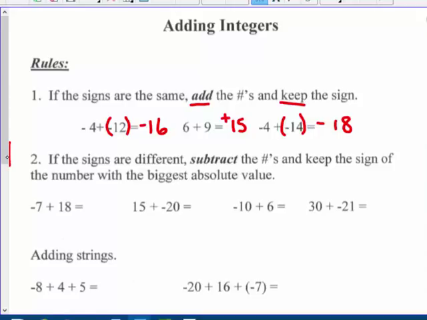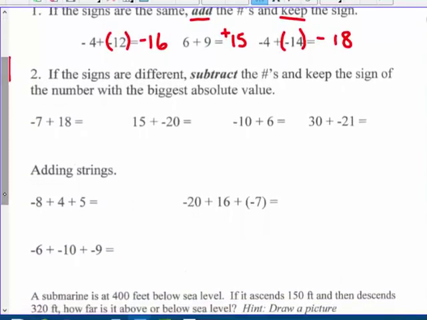If the signs are different, subtract the numbers and keep the sign of the number with the largest absolute value. So this is how I sing the second part of the adding rule. The adding rule has 2 parts. Same sign, add and keep. Second part, different sign, subtract. So 18 take away 7 is 11. Take the sign of the larger absolute value number, then you'll be exact. So that's positive 11.